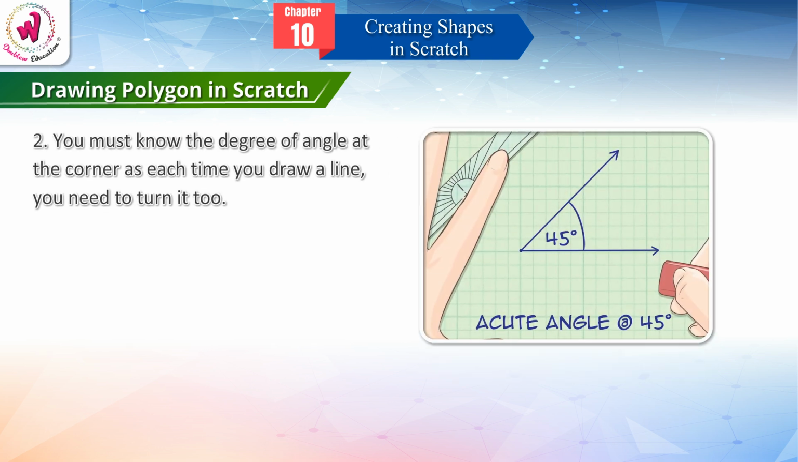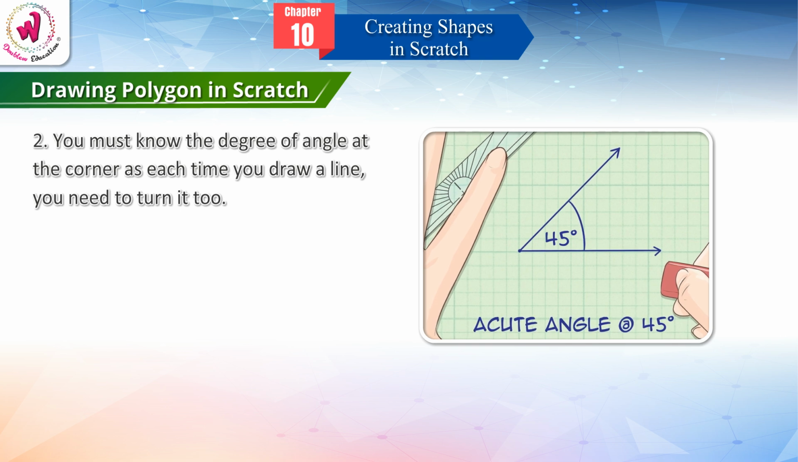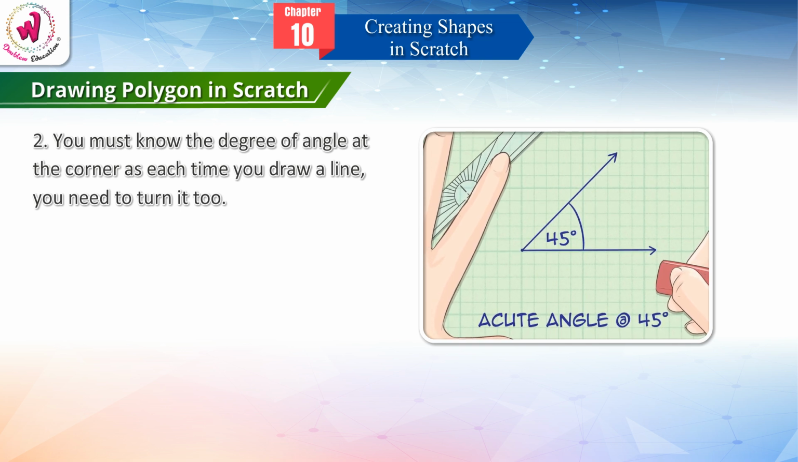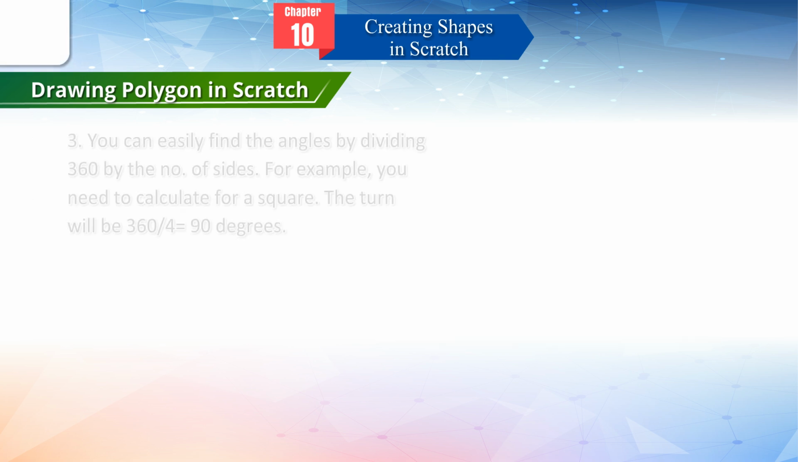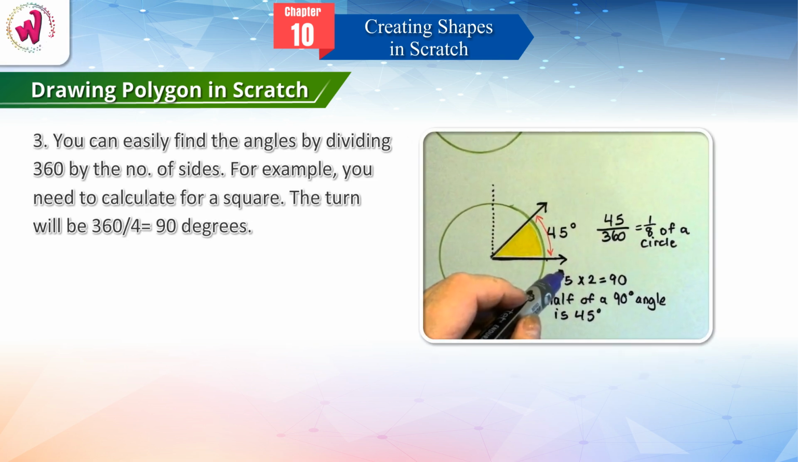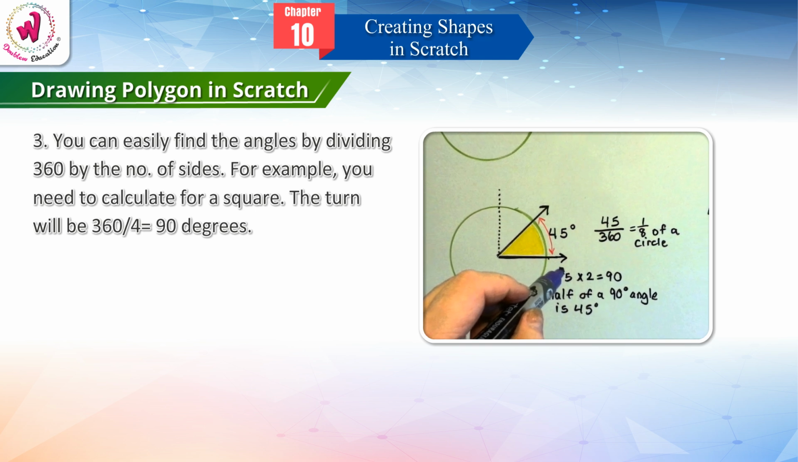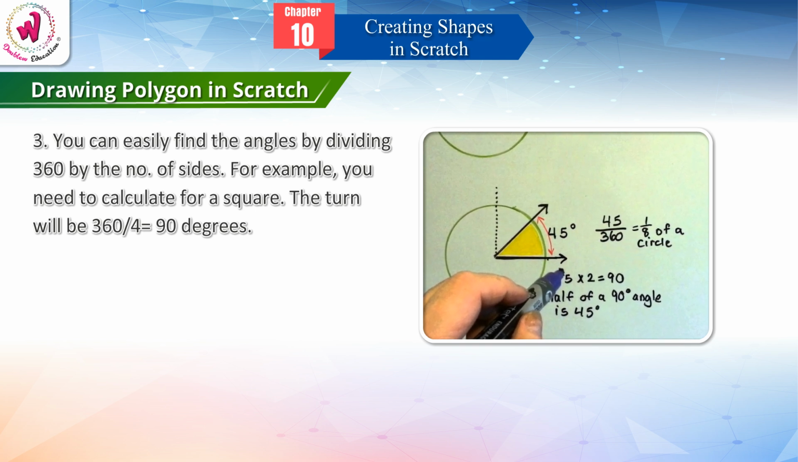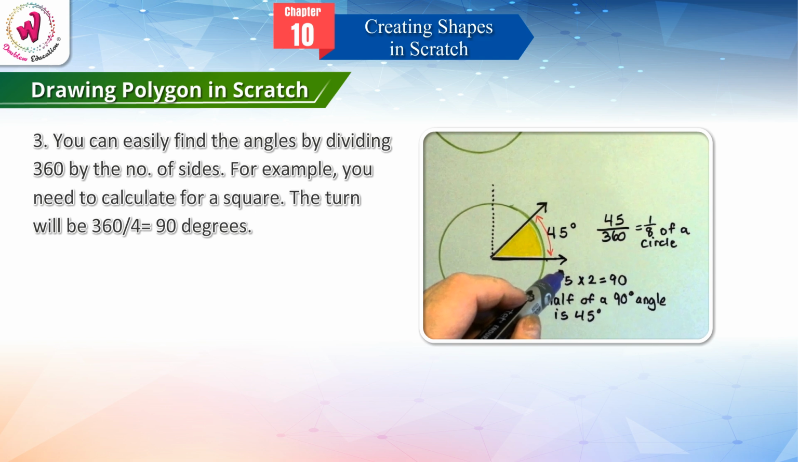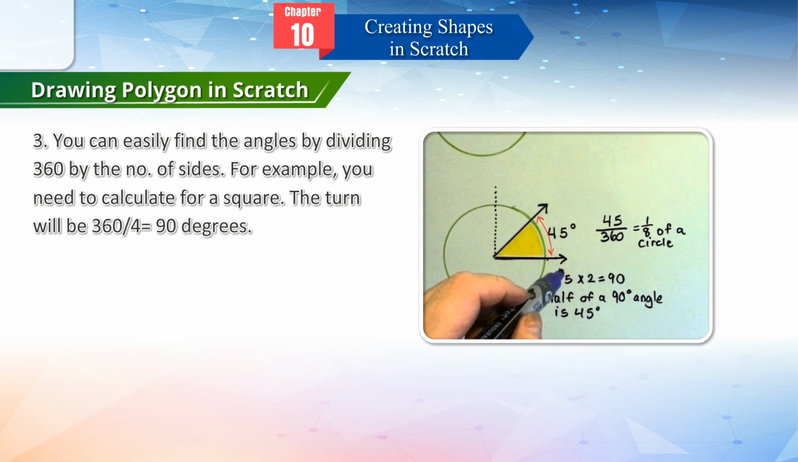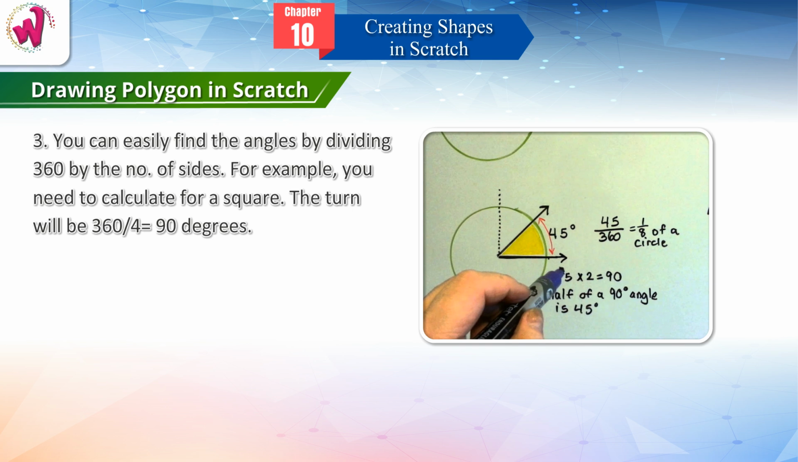2. You must know the degree of angle at the corner, as each time you draw a line, you need to turn it too. 3. You can easily find the angles by dividing 360 by the number of sides. For example, you need to calculate for a square. The turn will be 360 divided by 4 equals 90 degrees. Drawing a square in Scratch.